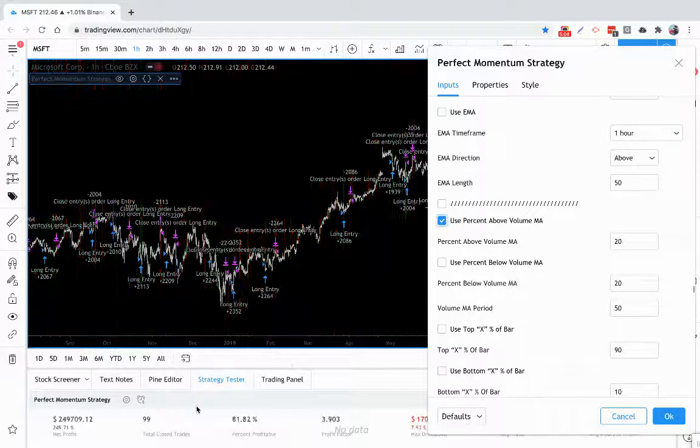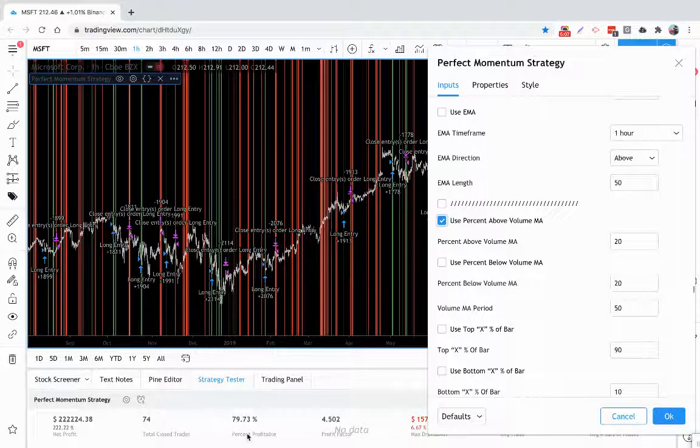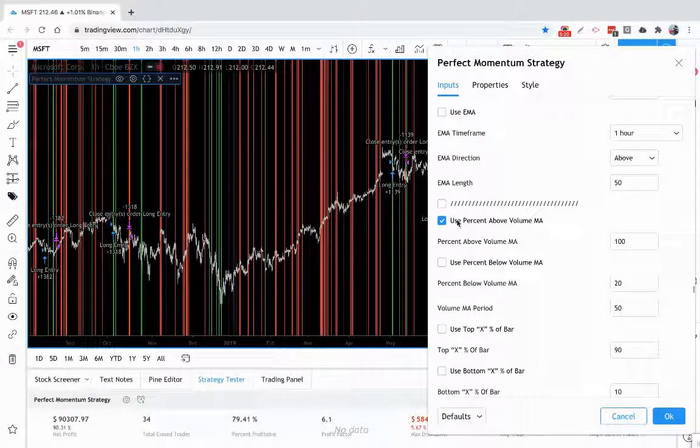Is that improved? Is that pretty similar results? What if we're looking for higher volume type entries? What does that do? I'm not sure. Let's check it out. Okay, it took a lot less trades. So something to experiment with also. You can change your volume moving average period here. This is if you want to use the percent above moving average or percent below.